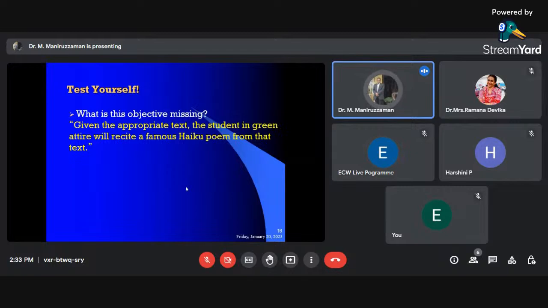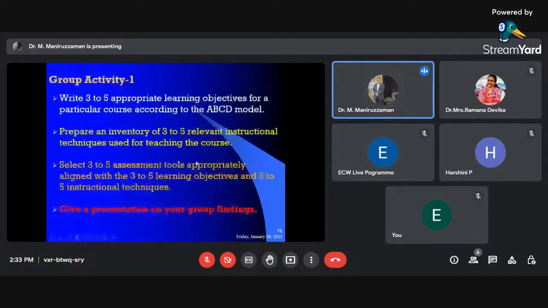Another one here, you see, it's a group work. Is it possible for you to do something in groups? It's a little difficult, isn't it?